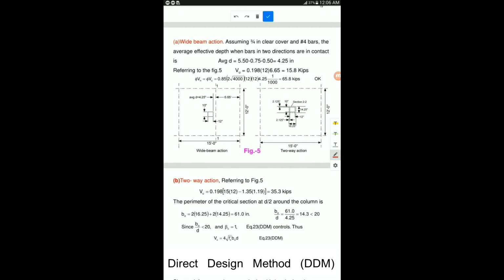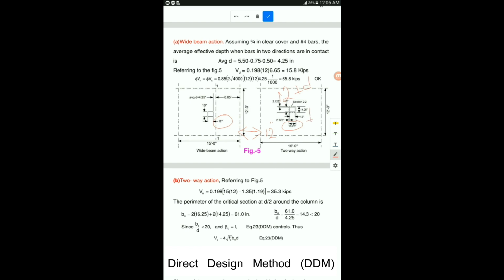Now because the column dimension in this direction is 12 inches, you have to go d by 2 from one side and d by 2 at the other side. Or you can say this dimension is basically equal to the column dimension in this direction plus d by 2 on one face and d by 2 on the other face. So 12 inches plus d by 2 plus d by 2, you can write as d. So this one is 12 plus d.